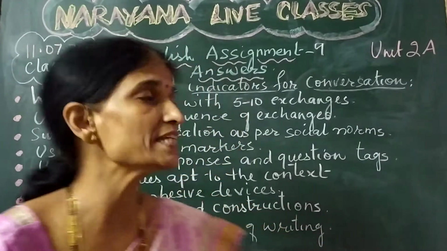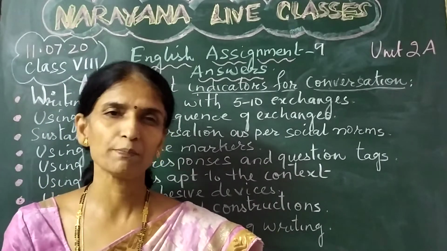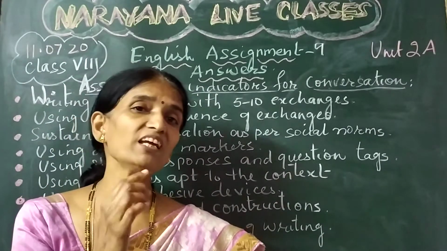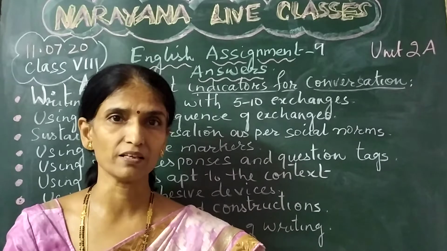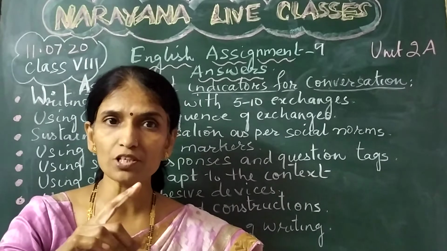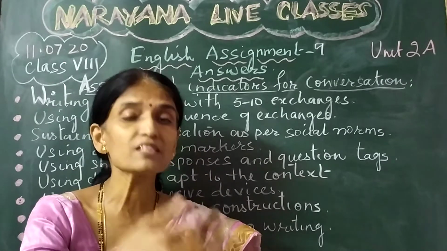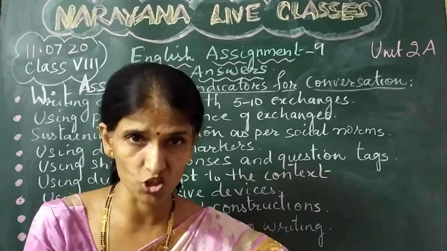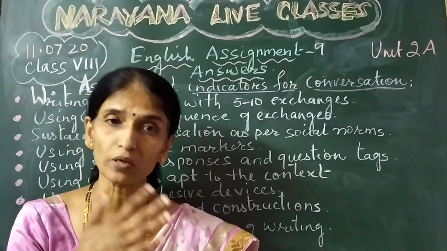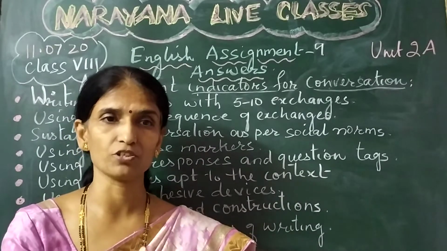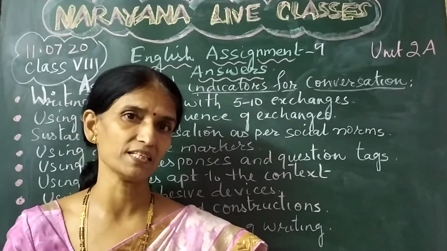The first assessment indicator is writing dialogues with 5 to 10 exchanges. Minimum 5, maximum 10. When we call it a dialogue, it is between 2 individuals. One exchange is like, if the characters involved, one speaks, the other speaks. It's one exchange. So in our conversation, we should have 5 to 10 exchanges of dialogues. That is the first assessment indicator.